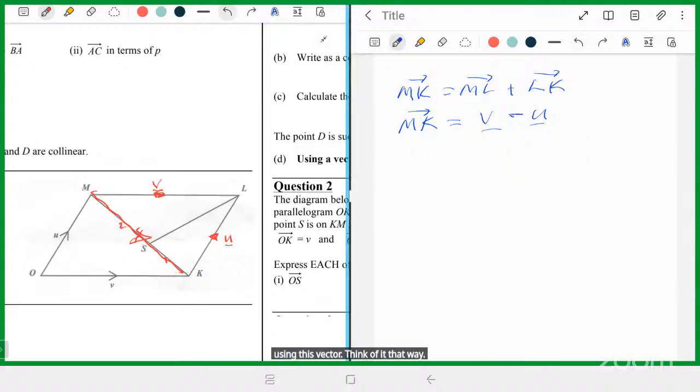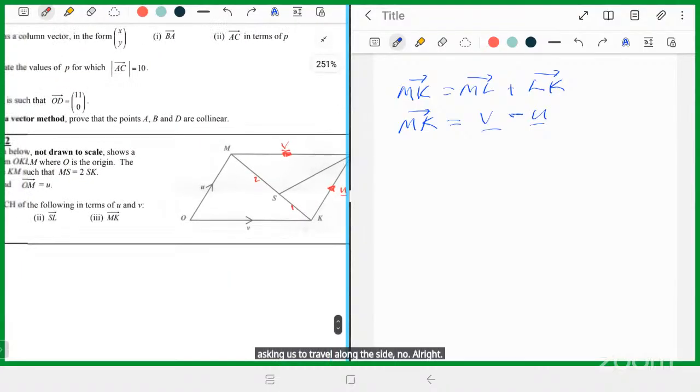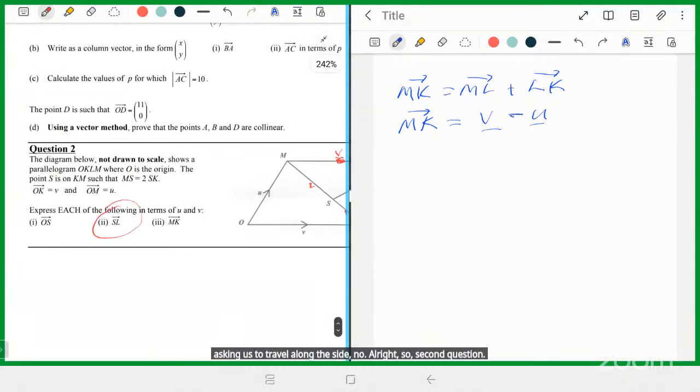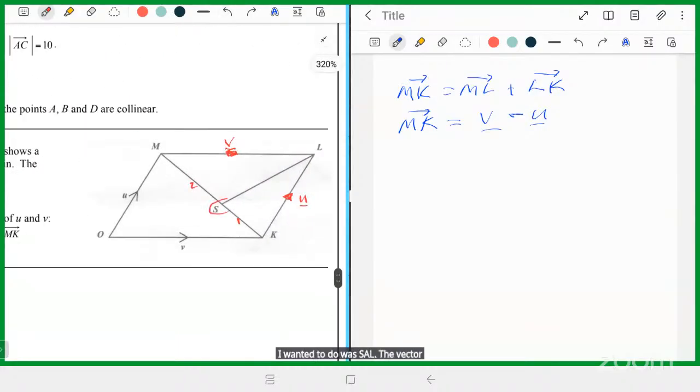So the question is we're going to encounter a question that is asking us to travel along this side now. So the second question that I wanted you to do was SL. The vector SL is from here to here. We can't go across here, guys, because we don't know that road. We don't know it.